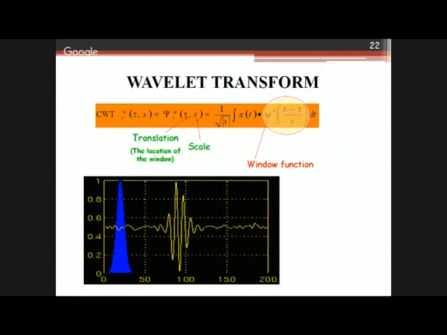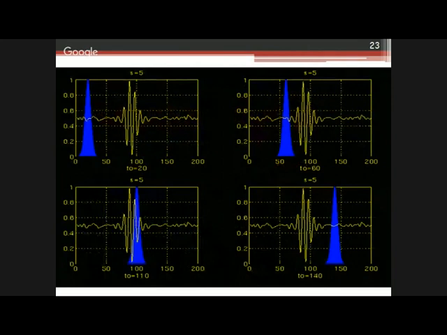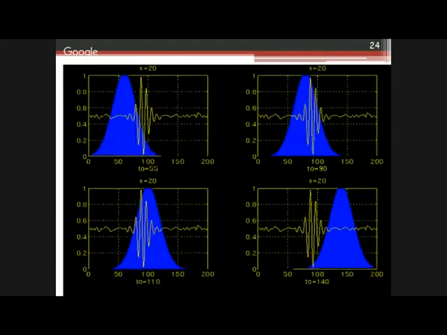So this window function can be moved, or it can be expanded by just varying the factors tau and s, and the circle part here is actually representing the window function. Okay, so this is one of the examples where it shows the window is moving further. And the next example is basically showing we are expanding that window by just varying those tau and s factors, and we are analyzing the different parts of the signal by using this.